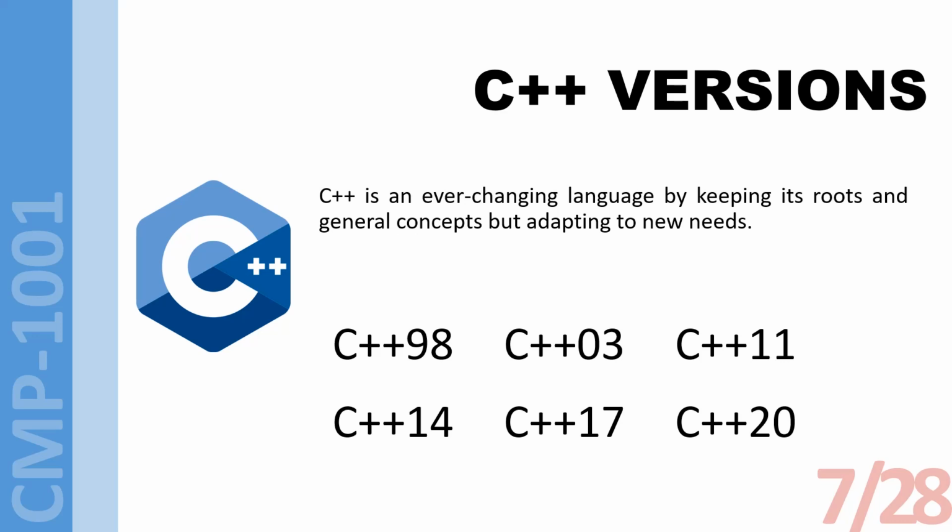C++ is an ever-changing language, keeping its roots and general concepts but adapting to new needs as these needs arise. As of 2020, there are 6 versions of C++, starting with C++98, which was developed in 1998, up to C++20, which was developed I think around February or March of 2020. In this lecture, we'll be mainly using things from C++14, so additional concepts in C++17 and 20 are not going to be that important for this video series. I am not going to be using every single little thing in C++14 either, but there are going to be some things which have been added after C++11.